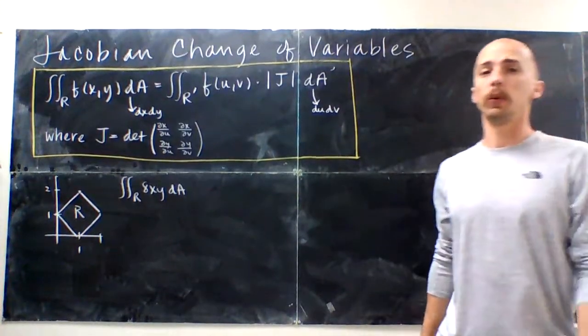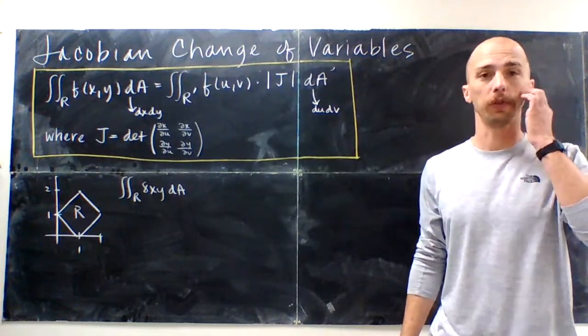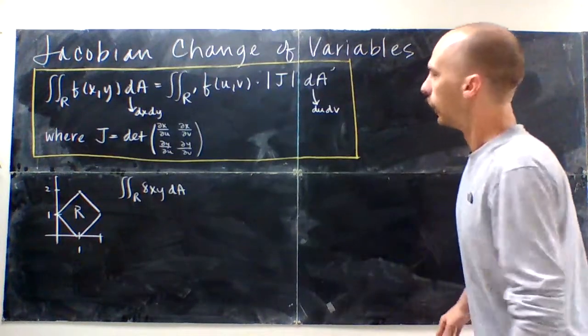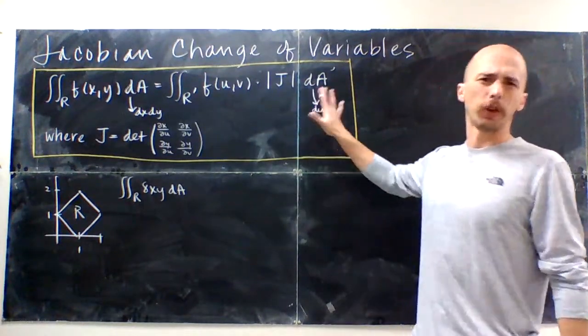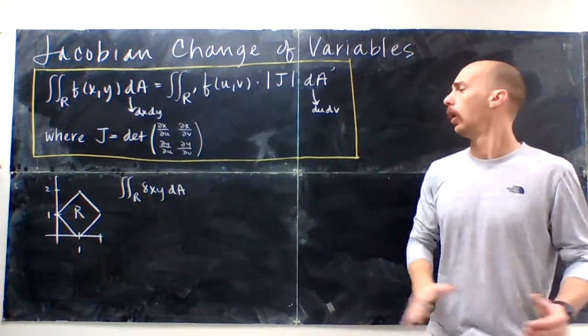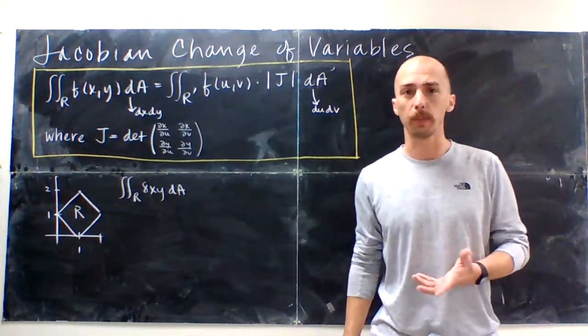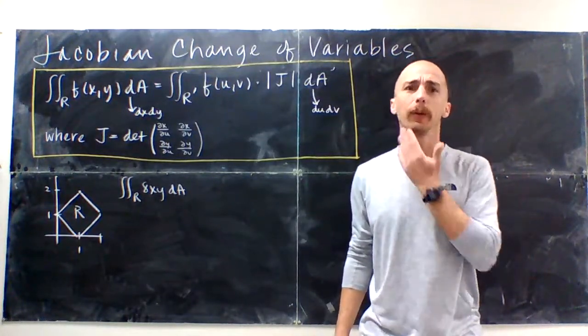All right, in this video I'm going to be showing you about Jacobian change of variables, which for multivariable calculus is pretty much U substitution. All right, and I've got the rule right here, and I'll talk to you about that in a second, and I'll actually prove this rule in the next video. But in this video I'm just going to be computing examples and kind of reconciling with things we've seen already in this course.